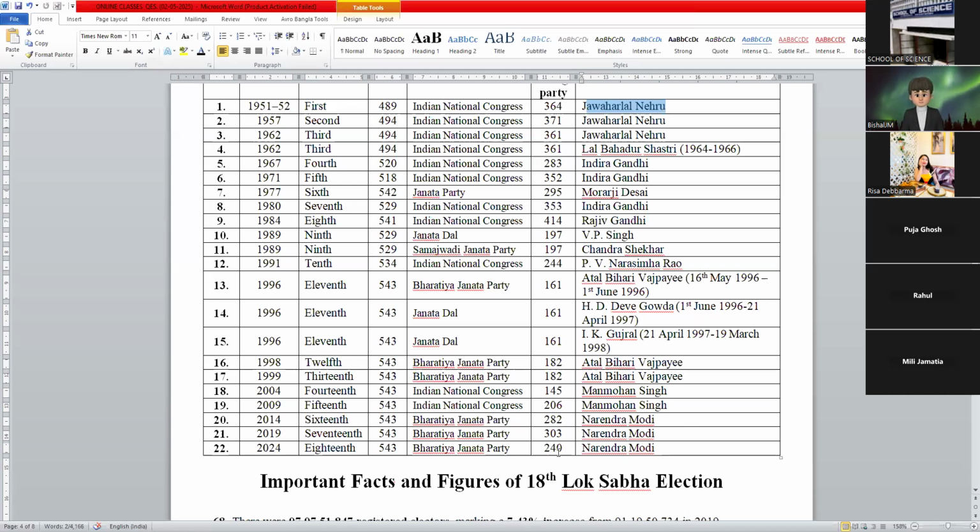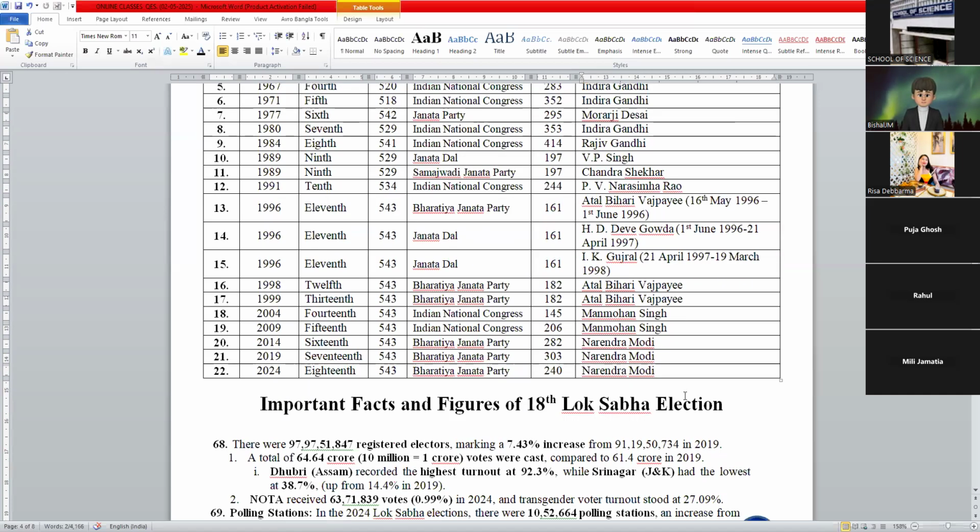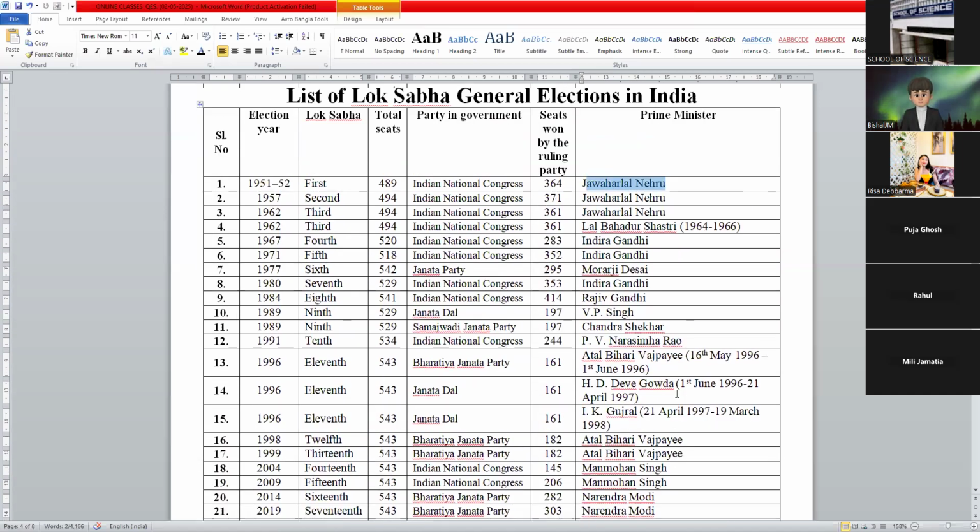And in 2024, there were the 18th Lok Sabha elections where Bharatiya Janata Party and its allies formed the government, and Bharatiya Janata Party got 240 seats out of 543. Now, here are the very, very important facts and figures of the 18th Lok Sabha election. Okay. Now, look here.